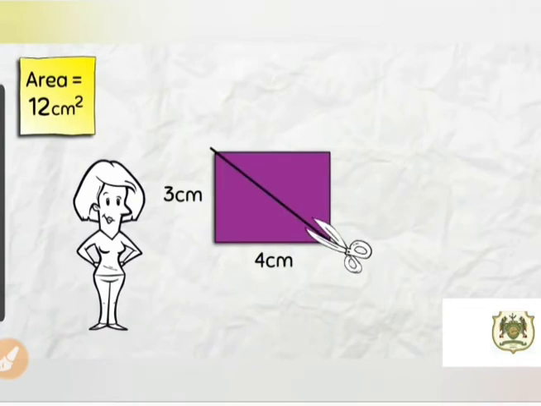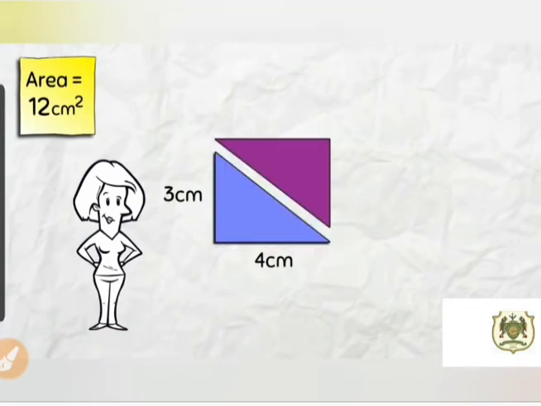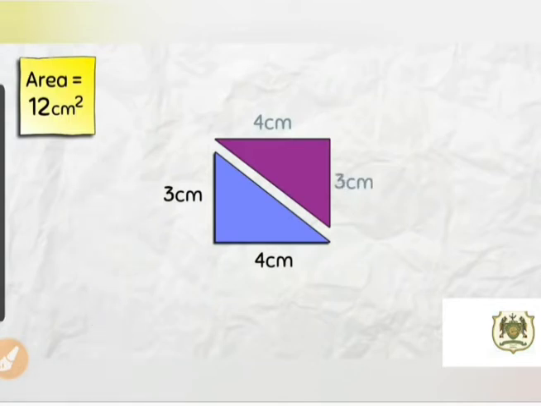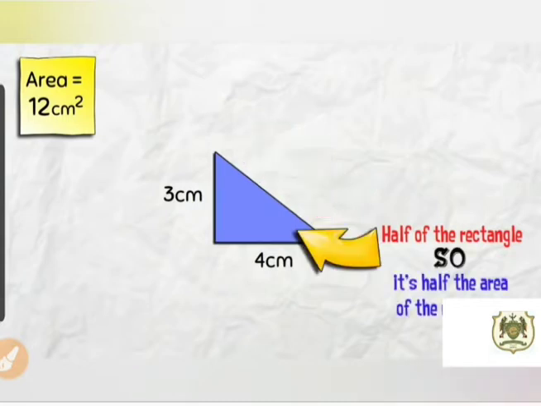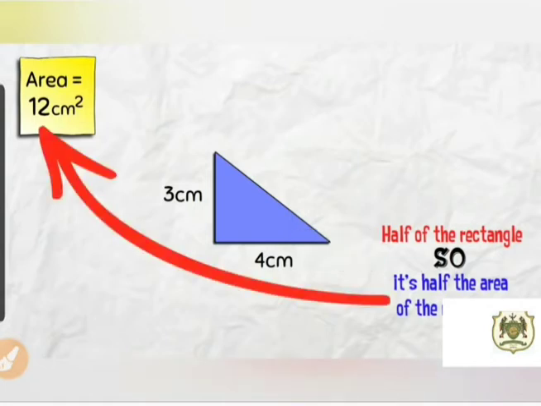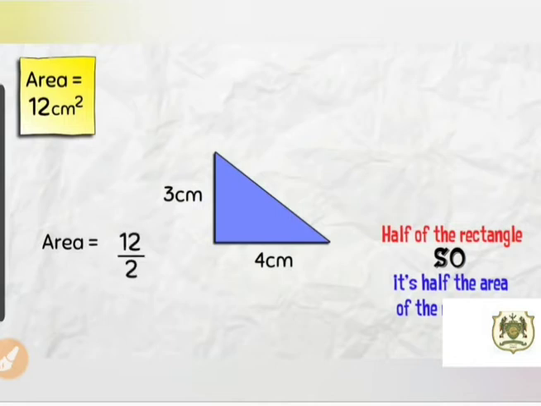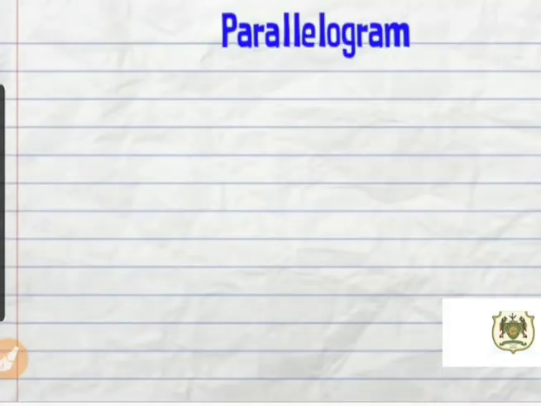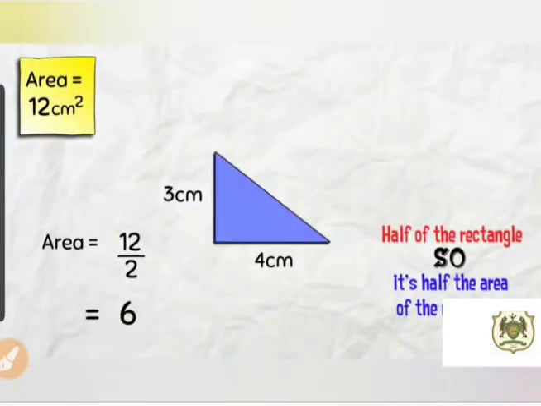But what if I divide this rectangle into two parts by cutting it diagonally? Now I have two triangles, one of 3 centimeter and another of 4 centimeter. The length and breadth of this particular triangle is given. Since my rectangle is cut in half, now my area will also be half. So 3 into 4 is 12, which is divided by 2 gives me 6 centimeters square. So the area of a triangle is nothing but half into base into height.